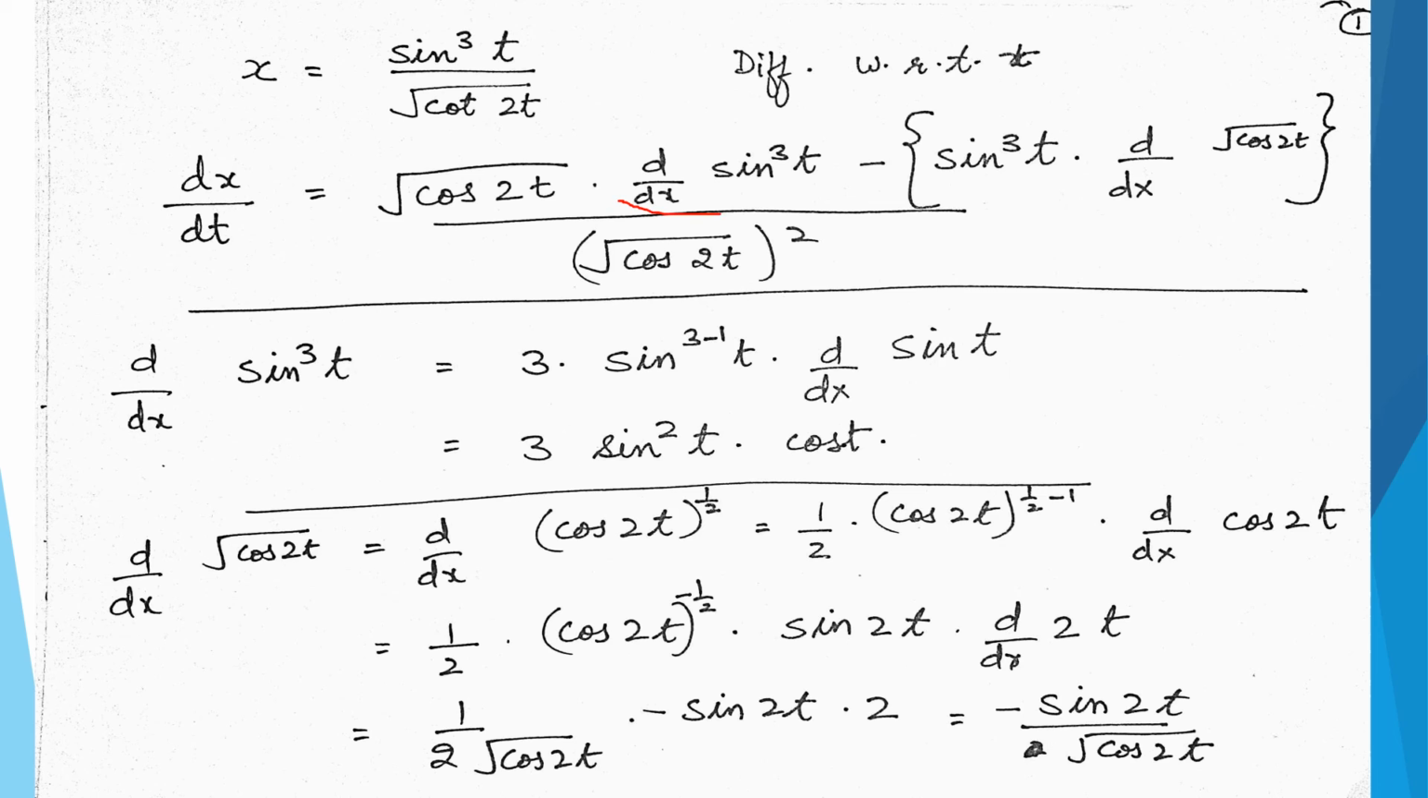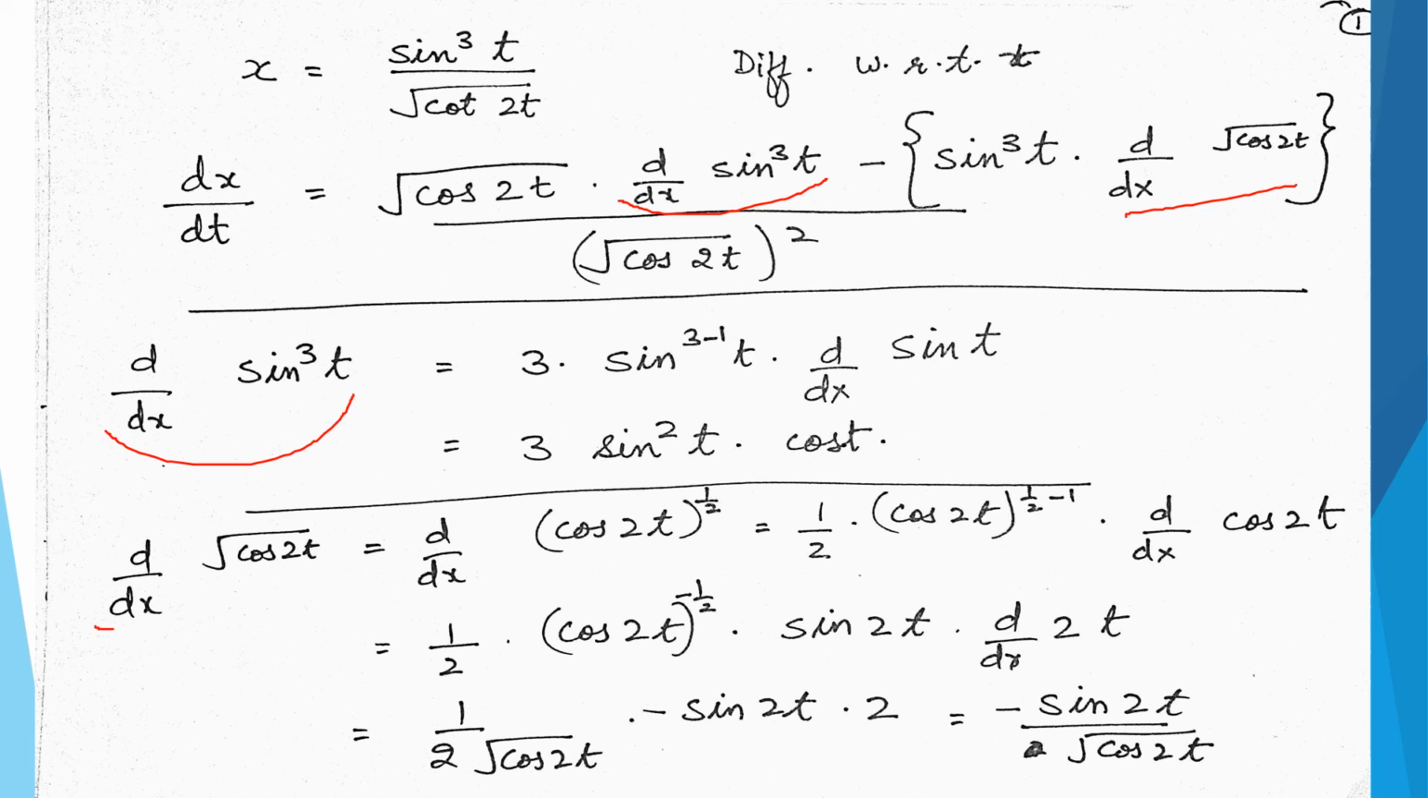See, d by dt sine cube t has been solved out here. So what does this say? You will be using the x power n formula here, which states n x power n minus 1. So d by dt sine cube t will be 3 sine power 3 minus 1 t, multiplied by the derivative of sine t. Now this will give you 3 sine square t, and what is the derivative of sine t? It is cos t.